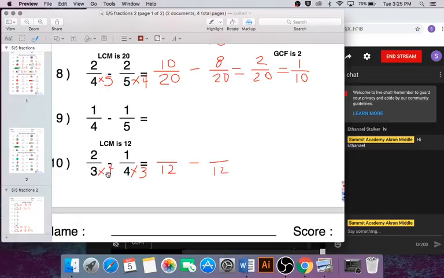So we multiplied 3 times 4 to get 12. So we're going to multiply 2 times 4 to get our numerator. And 2 times 4 is 8. For our second fraction, we multiplied 4 times 3 to get 12. So we're going to multiply 1 times 3, which is 3. And then we can solve. So we have 8 minus 3, and 8 minus 3 is 5. And our denominator stays the same of 12. So our answer is 5 over 12.